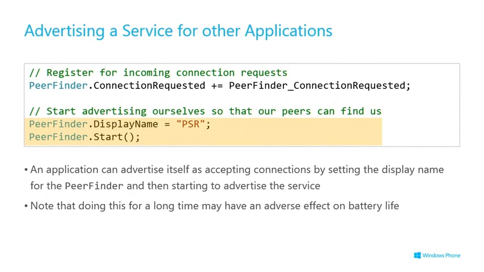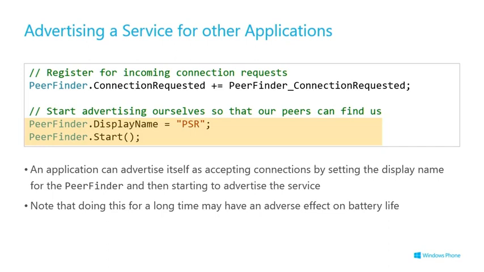So in this case, what you do is, first of all, you need to hook up an event handler for the connection requested event. So that's where somebody else has connected, is requesting to connect to you. That event will fire. You'll set your own display name. Here we've set it to PSR. And then I'm not sure the significance of that, I'm not sure there is any. And then you just call the start method. So the start method, that's where you start advertising yourself to other peers.